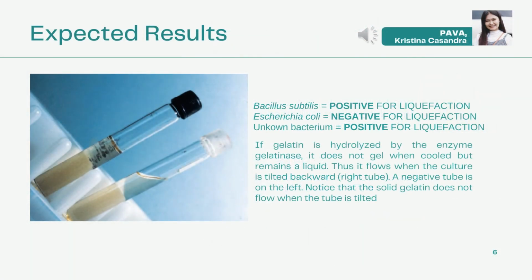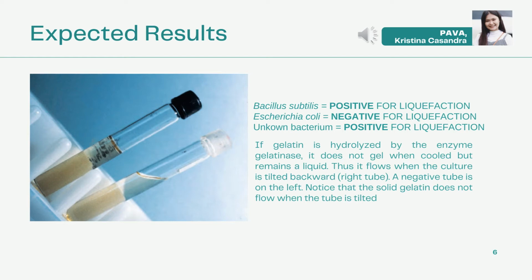So the expected results for the liquefaction of gelatin is that Bacillus subtilis yields a positive reaction for liquefaction, Escherichia coli yields a negative for liquefaction, and the unknown bacterium yields positive for liquefaction.